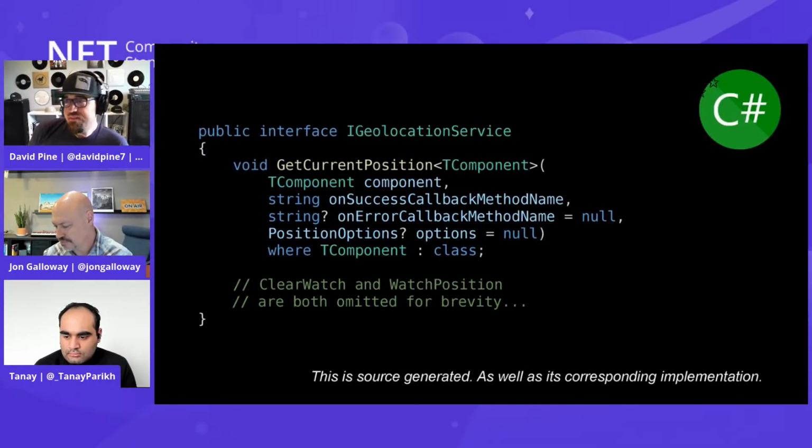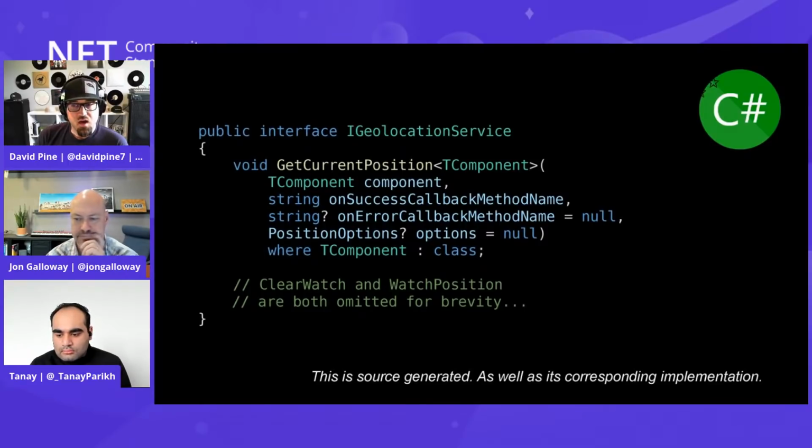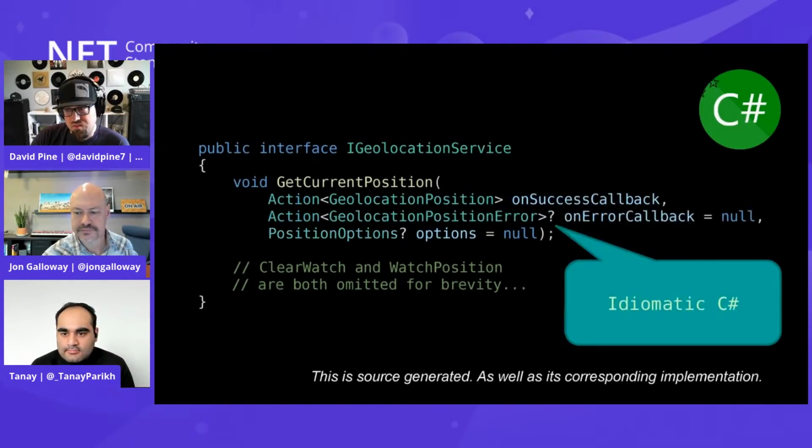So here's an example of just the get current position. With Blazor, if you've done JavaScript interop, you know that when you want JavaScript to call back into .NET, you have to create an object, like a .NET object reference, given some sort of component or some other thing that has a method that is JS invocable. So this might be an example of one potential interface implementation. Another one, which is more idiomatic to C# that you would hope to see, is just using actions rather than the name and a JS invocable and all of that stuff.